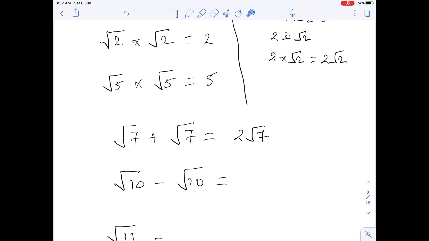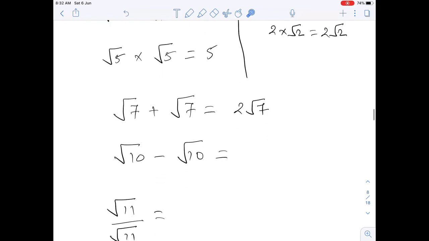Now similarly here in the next example, root 10 minus root 10, again I am telling that we cannot make any changes in this number during addition and subtraction. This number you can consider as a base or root number. So we cannot make any changes in this number. We can consider that these both are like terms. So root 10 minus root 10 is equal to 0.